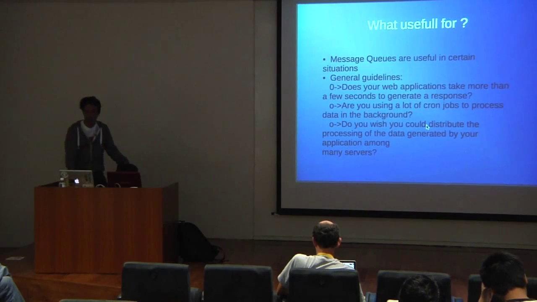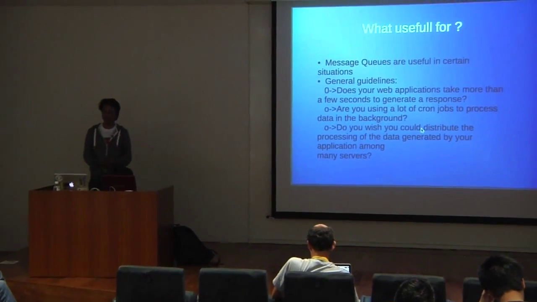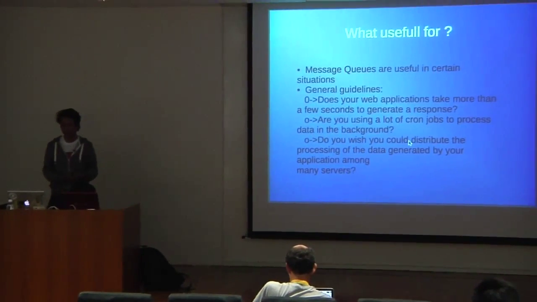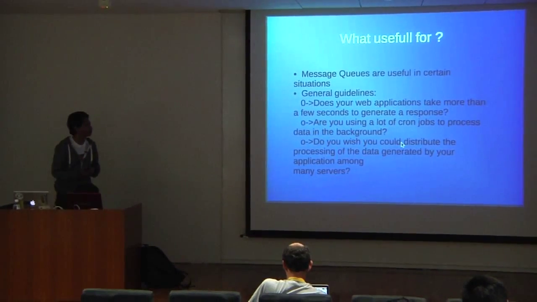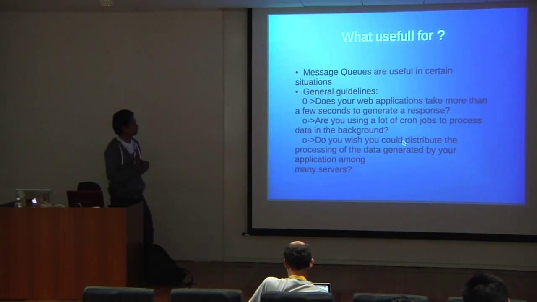So maybe what is it useful for? Message queues are useful in certain situations. Does your application take more than a few seconds to generate a response? Are you using a lot of cron jobs to process data in the background? And do you wish to distribute the processing of the data generated by your application among many servers?